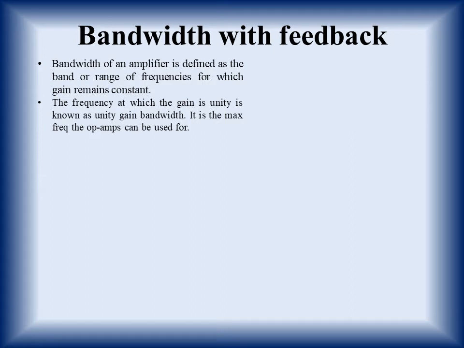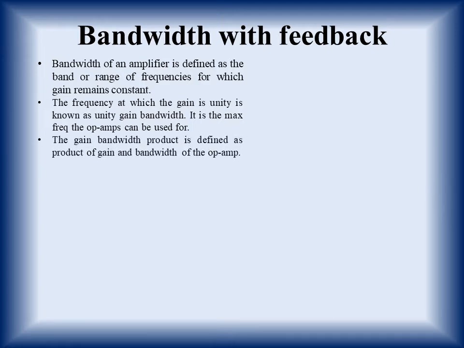Second definition is unity gain bandwidth. What is unity gain bandwidth? It is the frequency at which the gain is unity, or 1. It is known as unity gain bandwidth, and it is the maximum frequency that an op-amp can be used for. So it is an important parameter for op-amps.